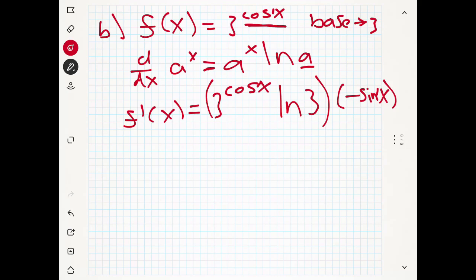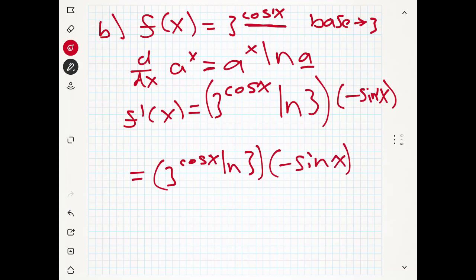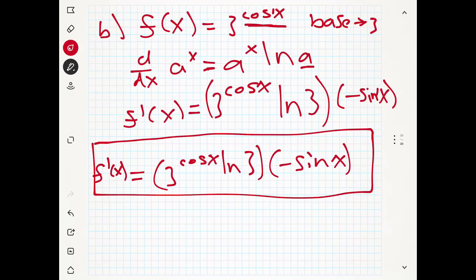So the full answer is, I'm going to write that again, 3 to the power of cos x times ln 3, I'll put that all in brackets, times negative sine x, and there we go. This is fine, you don't need to simplify this any further, and I don't think it can be. I know it looks long, but it's the answer, and it's totally allowed. But again, please remember, the chain rule is very important. You always have to be on the lookout for whether there is a chain rule or not, whether you potentially have a function inside a function.